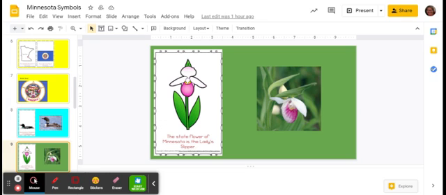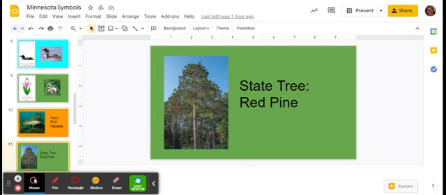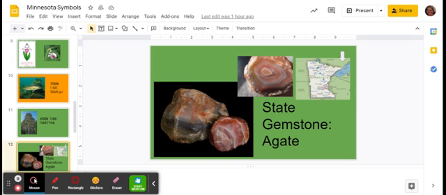We learned that the symbol for the state flower is the Minnesota lady's slipper. We see that picture here showing us the state flower. We learned that the symbol for our state fish in Minnesota was the walleye. And we learned that the symbol for our state tree is the picture of the red pine. We also learned that the gemstone that represents the state of Minnesota is the Lake Superior agate. That is the symbol for Minnesota's state gemstone.